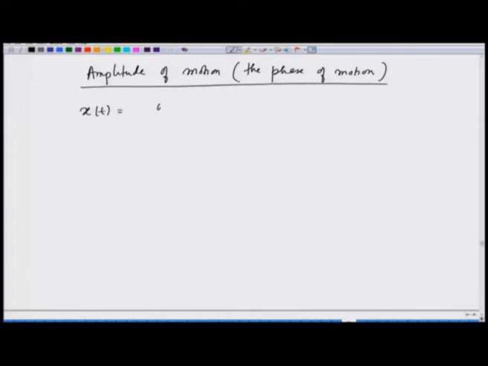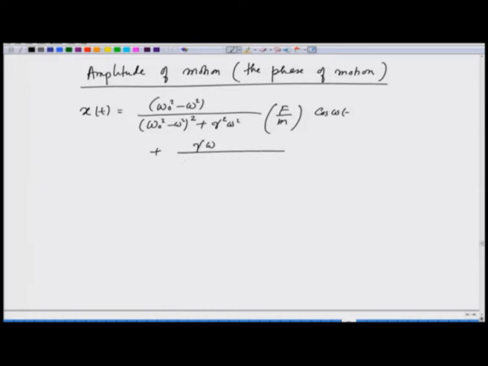We have x t equals omega 0 square minus omega square over omega 0 square minus omega square, whole square, plus gamma square omega square, f over m, cosine of omega t, plus gamma omega over omega 0 square minus omega square, whole square, plus gamma square omega square, f over m, sine of omega t. I want to write again in terms of cosine omega t, so that I see how much it is shifted with respect to cosine omega t curve.